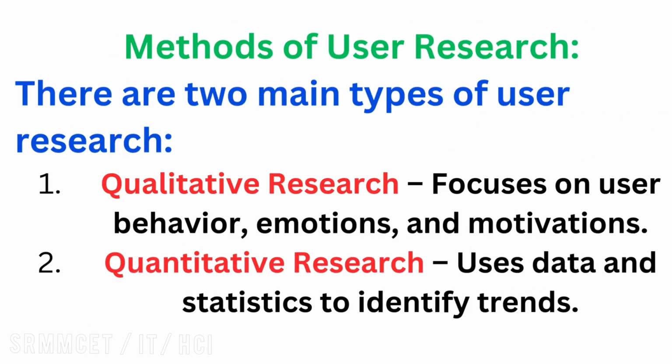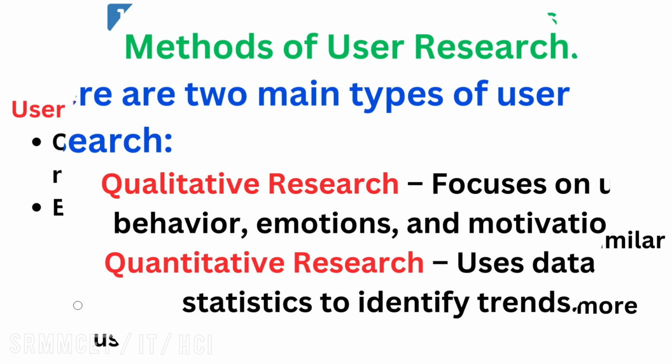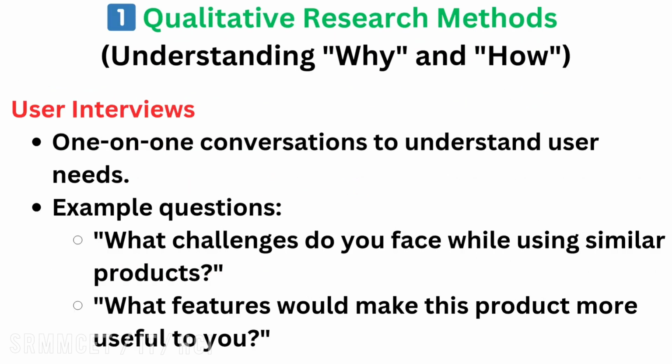So, the methods of user research are quantitative research and qualitative research. The qualitative research mainly focuses on human behaviors, emotions, and motivations, whereas the quantitative research uses data and statistics to identify what trends are going on. So the next one is we are going to check a detailed qualitative research method, understanding why and how. So now we are going to do an example for this. It's based on one-to-one conversation to understand user needs. So the example question is, what challenge do you face with it?